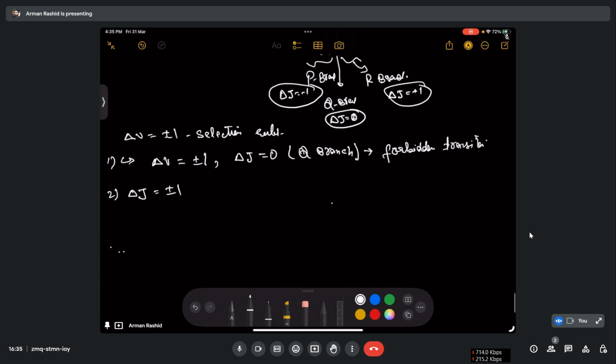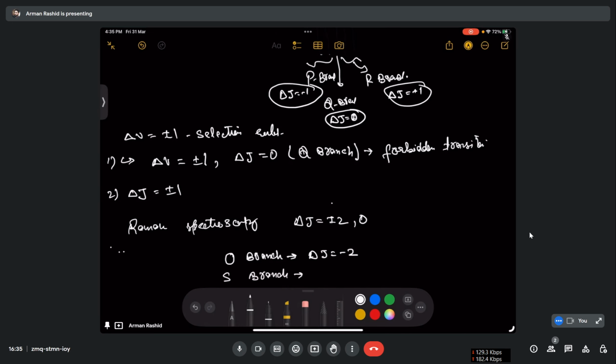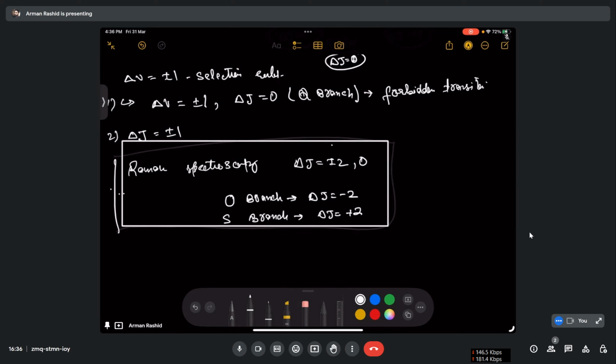And for Raman spectroscopy, delta J should be 0 or plus or minus 2. Okay, 0 or plus or minus 2 transitions are allowed. We call it the O branch if the transition has delta J equal to minus 2, and we call it the S branch if delta J is plus 2. So we'll have the O branch, in the middle the Q branch, and then the S branch. This is in Raman spectroscopy, because here delta J is plus or minus 2.